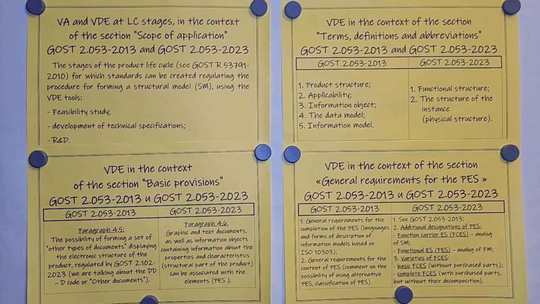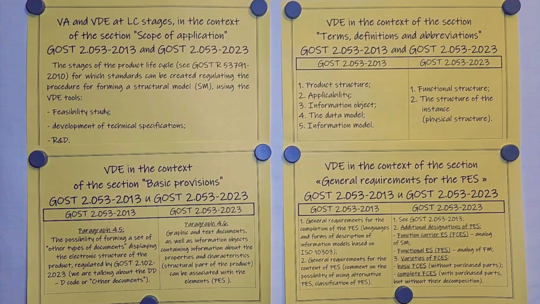In the section Basic Provisions, clause 5.5 of GOST 2.053, paragraph 5.4.5 deserves attention, indicating the possibility of forming an electronic structure of the product, regulated by GOST 2.102 of United System Design Documentation, named Types and Sets of Design Documentation, whose relationship with the value design engineering will be discussed in this issue below.